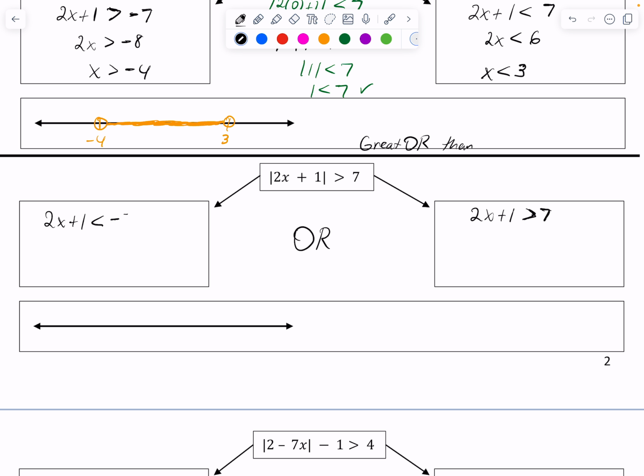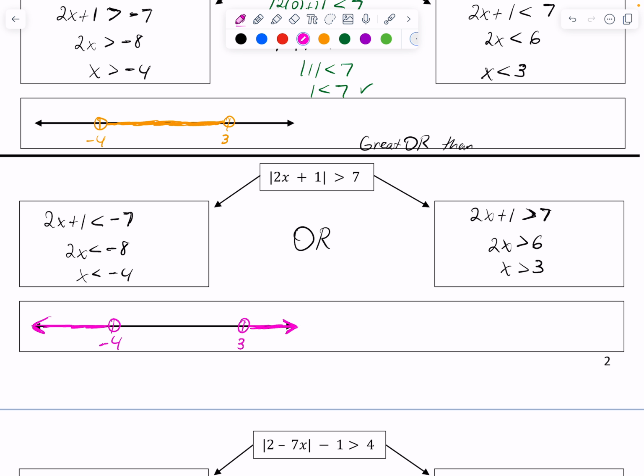inequality symbol, -7. So solving, we get 2x is greater than 6, x is greater than 3. On this side, 2x is less than -8, or x is less than -4. So I have the same values here of -4 and 3. They're both open circles, but watch what the graph looks like. All right, the solution set are going to be values that are less than -4, which is going to the left, and greater than 3, which is going to the right.